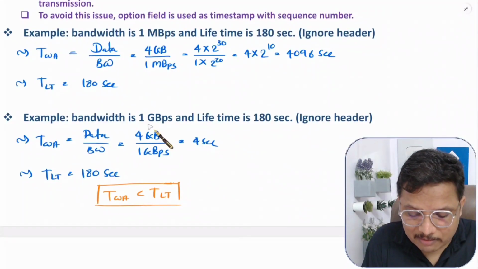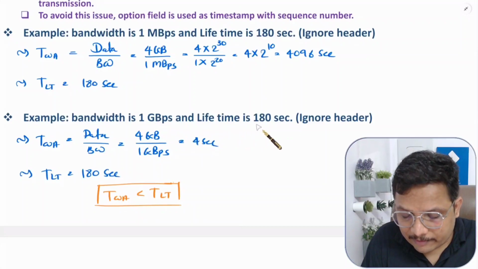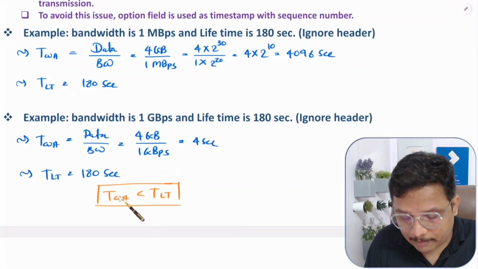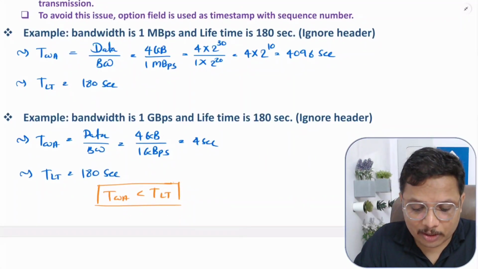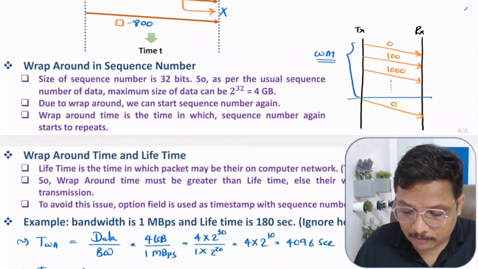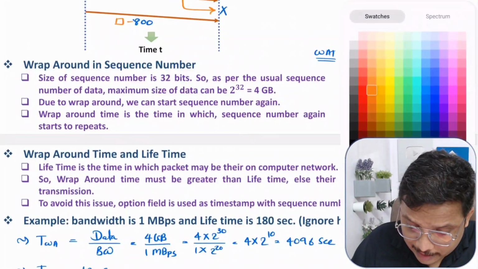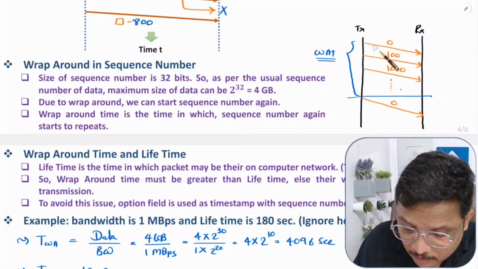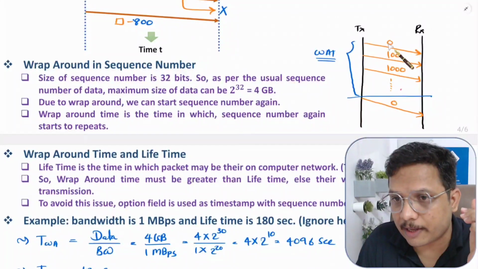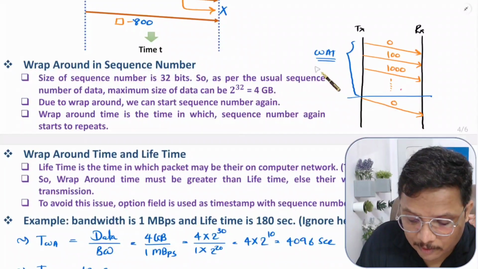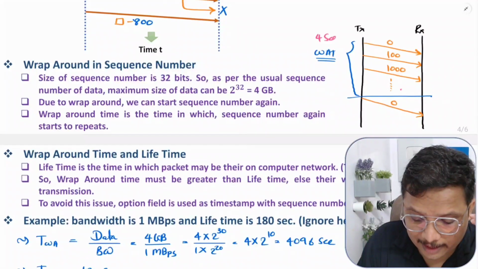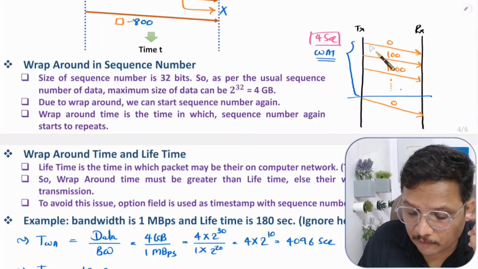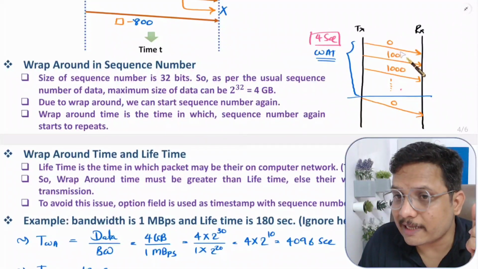Practically we are using 1 Gbps speed and lifetime is 180 seconds. So obviously there is a possibility of an issue. Let me explain what could be the issue. See here, if you observe, this is the zeroth sequence number frame. Now wrap up time is 4 seconds, but lifetime for this frame is 180 seconds.